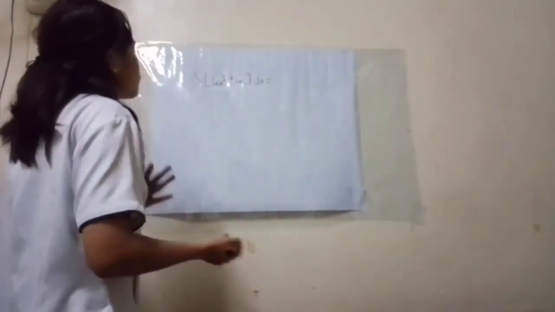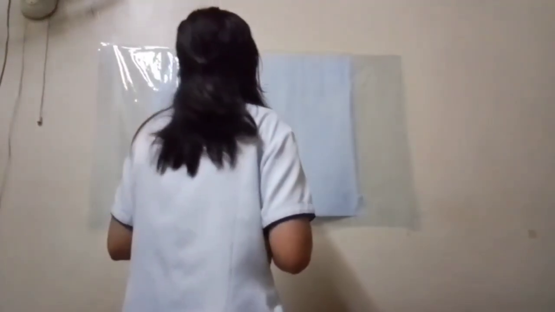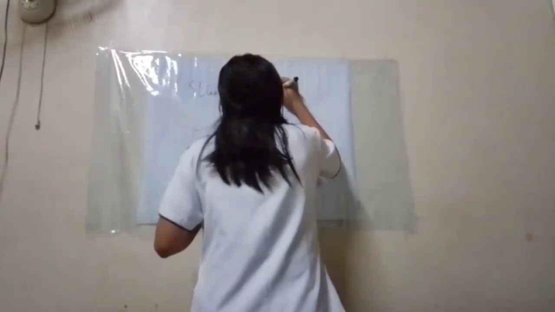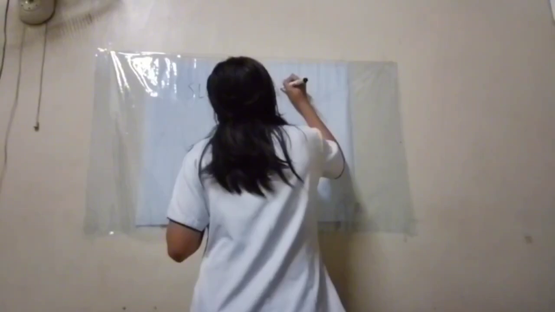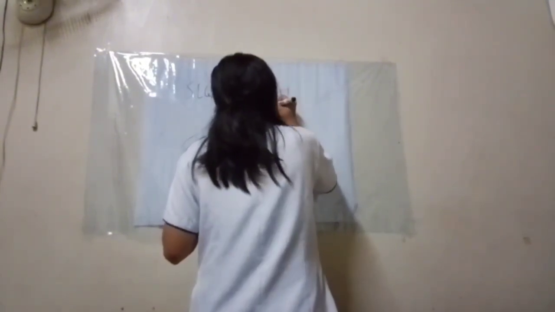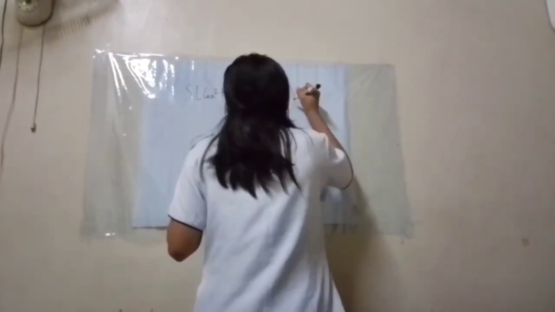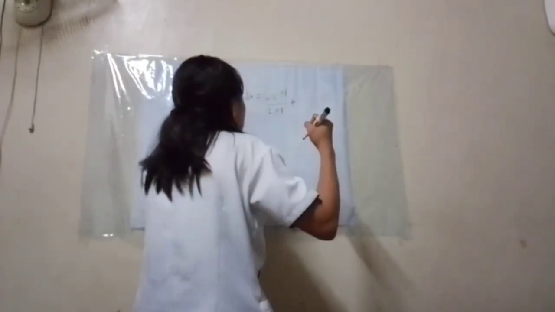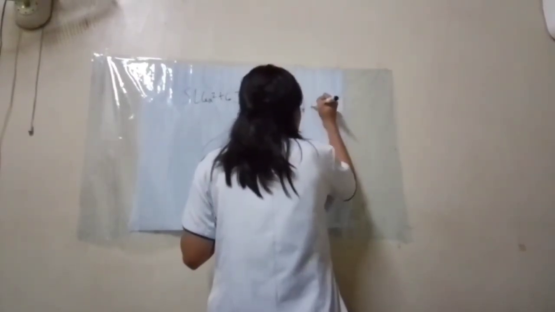So if we want to find the antiderivative, the integral of 6x squared plus 6, then it will be 6x squared plus 1 divided by 2 plus 1. Then we're just going to add x to the 6, then it will be 6x plus c.